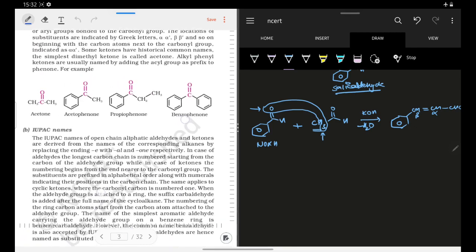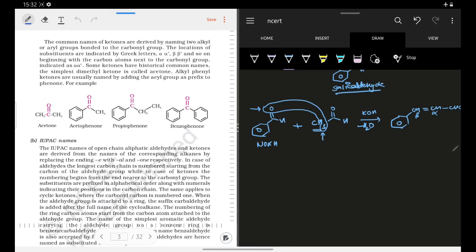It is not very tough to read all of this. Whatever they have told you in that paragraph, I am telling you in a simplified manner, so there is no need to just read all of that. Here they have shown you some structures. These are also very important: acetone, acetophenone, propiophenone, and benzophenone.